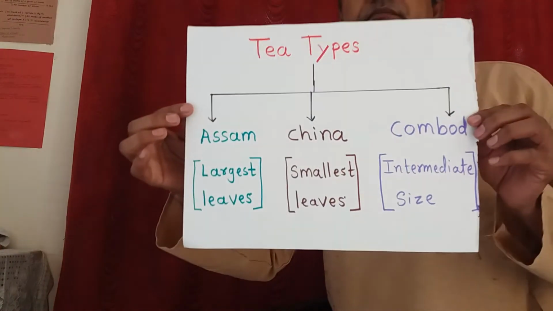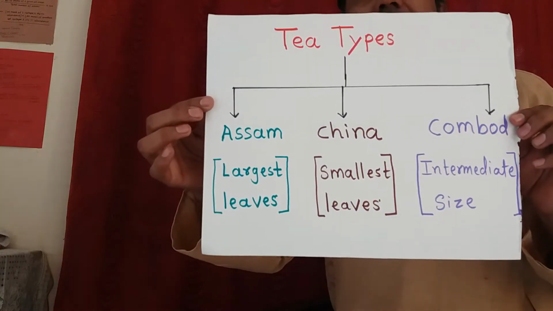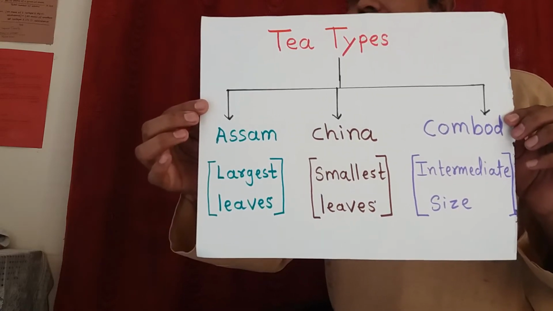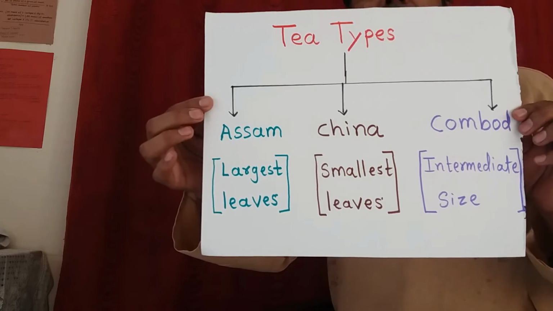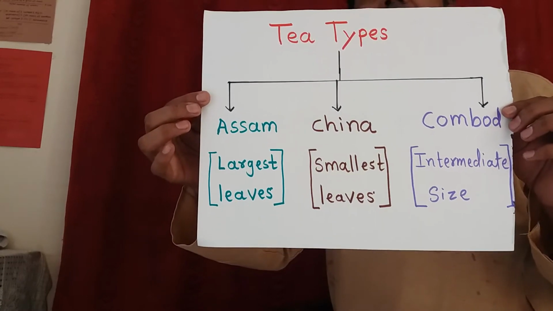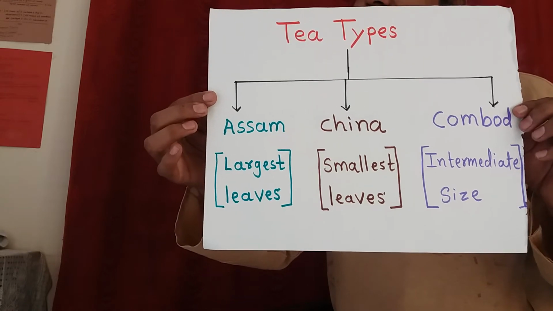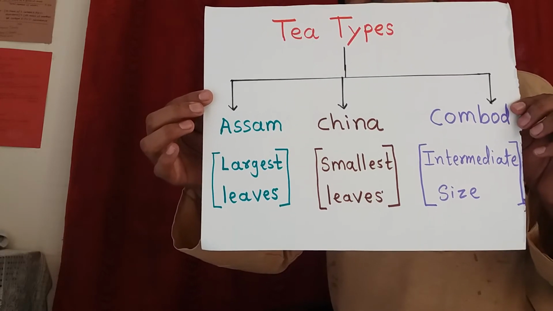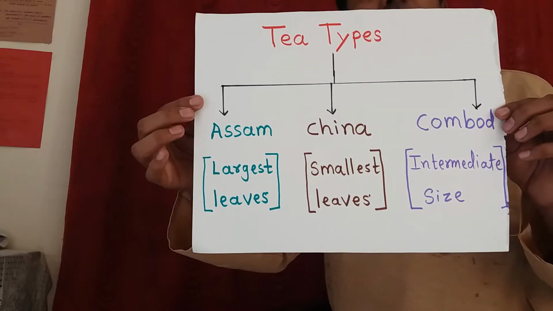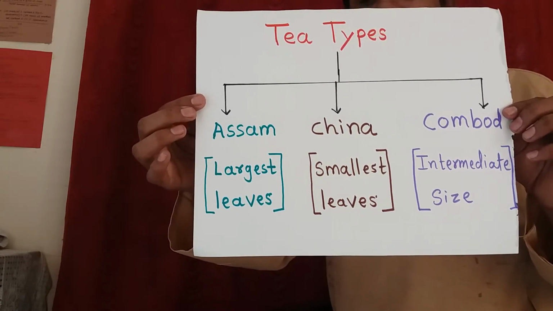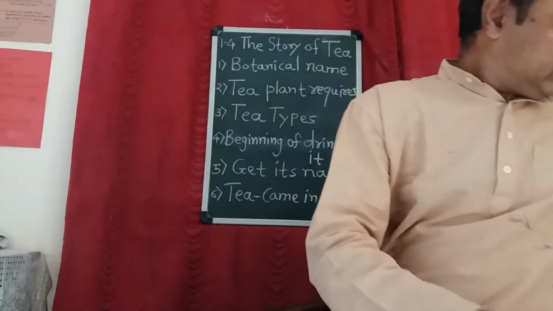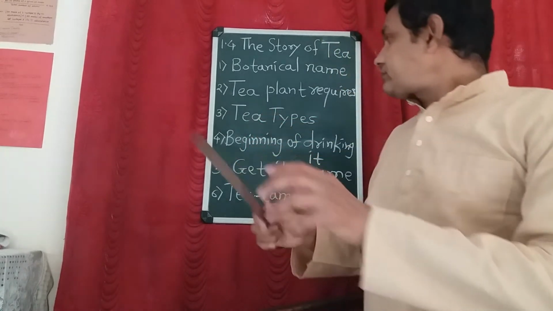Look at there. Assam tea, China tea, and Cambodia tea. The characteristic of Assam tea is that it has the largest leaves. China tea has the smallest leaves, and Cambodia tea has intermediate leaves. In this way, there are three types of teas. Okay, so next we'll begin the next point.